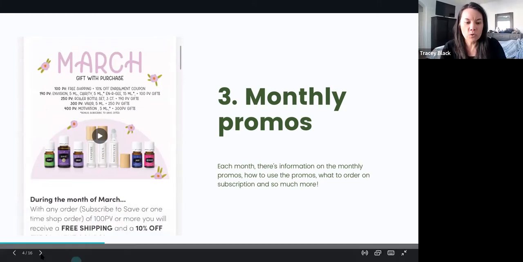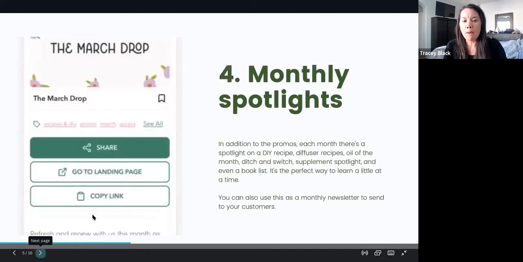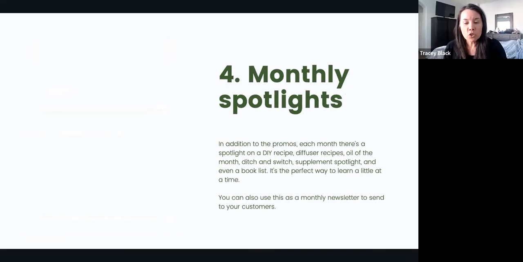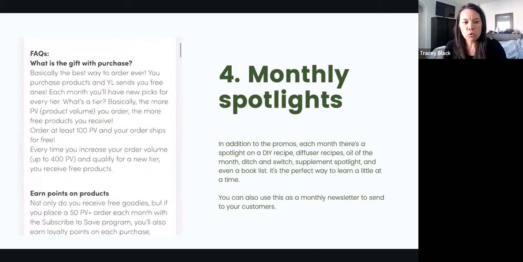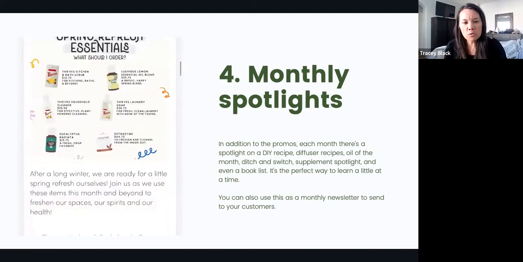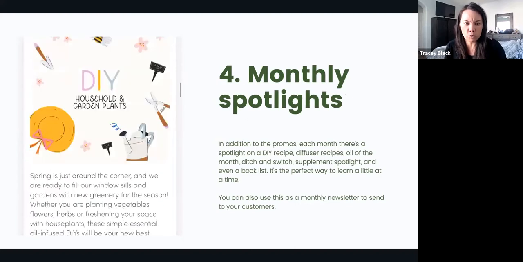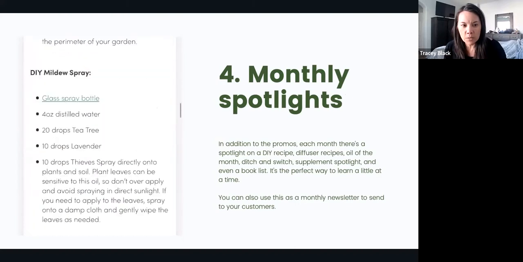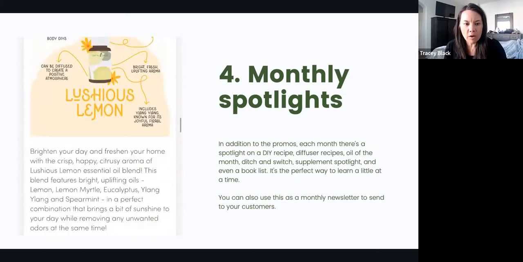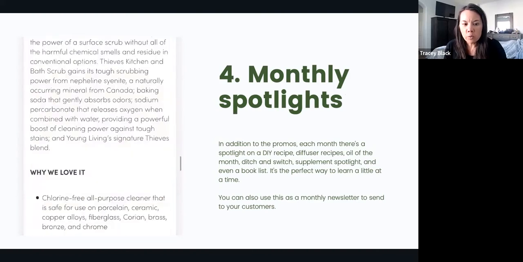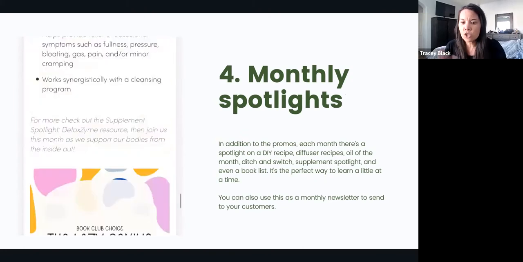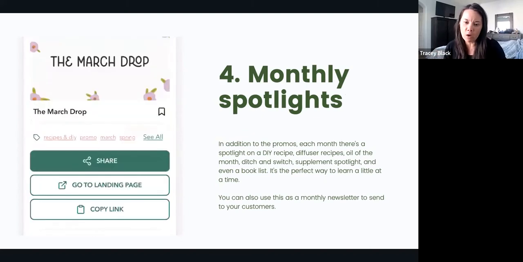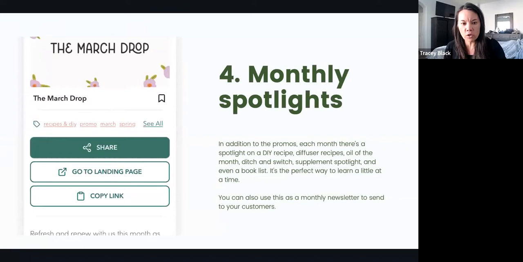The other thing that you can do with LifeSteps, just on this monthly theme, is you can get what's called spotlights. So each month, the monthly spotlight is kind of like a newsletter. You can scroll through, you'll see the monthly promos, but then you'll also see some other suggestions, like what to put in your subscription order, a DIY recipe. You'll also see an oil spotlight, as well as a ditch and switch, a supplement spotlight, and even book recommendations. And this changes out every single month. Like, how cool is that? So again, a really great way to learn on the go.